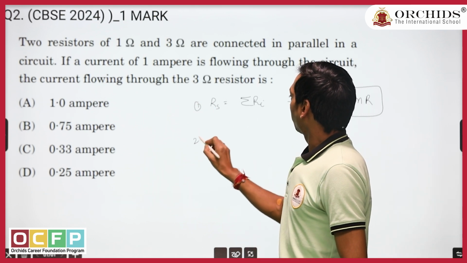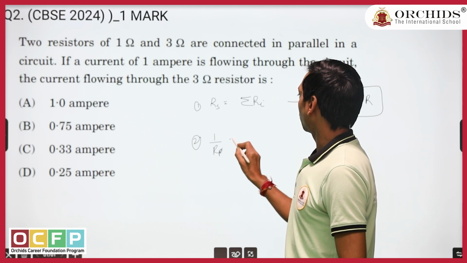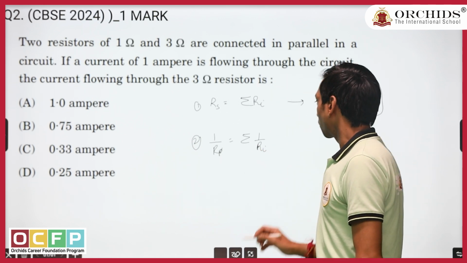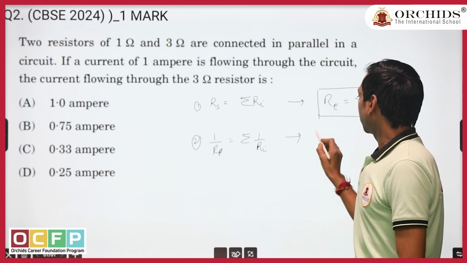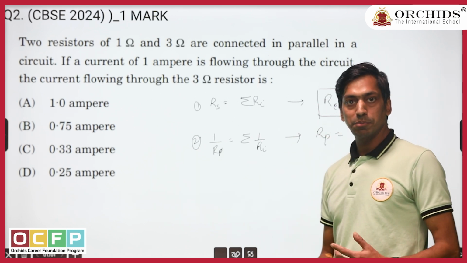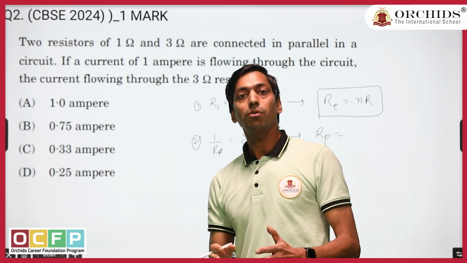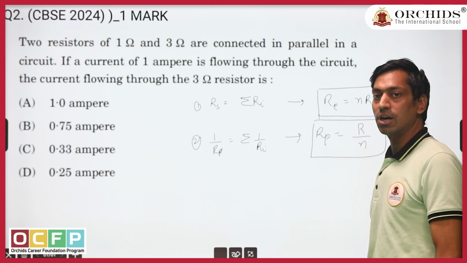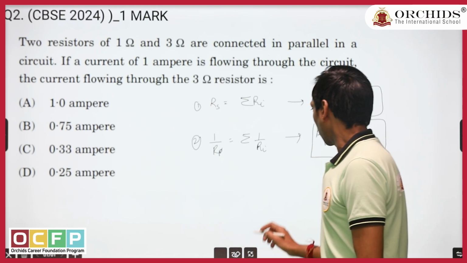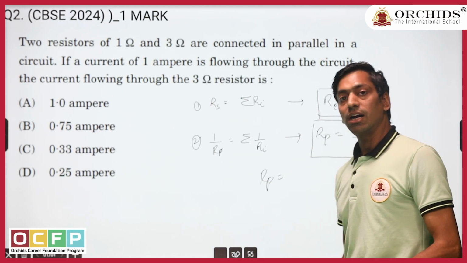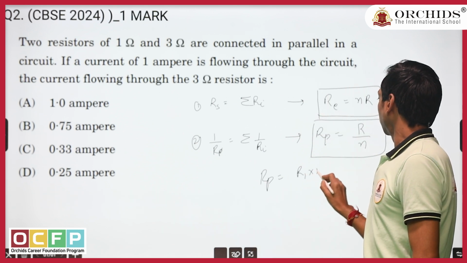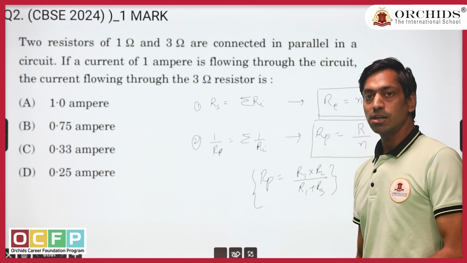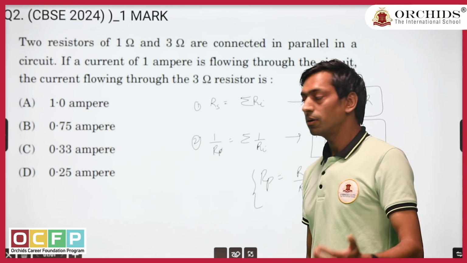Second, in parallel, we know that 1 by Rp is equal to the summation of the reciprocals of each resistor. In this case also, if all resistors are equal, then the equivalent resistance Rp of N resistors having equal resistance can be written as the resistance of each resistor divided by N. This is another formula to keep in mind for MCQs. Another formula is, if we have only two resistors which are unequal, then we can use the product of resistances divided by the sum of resistances. These are the key points to keep in mind for the combination of resistors.